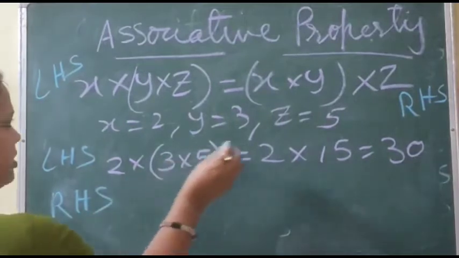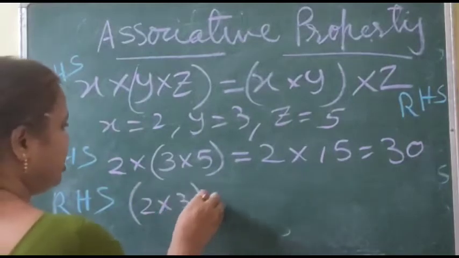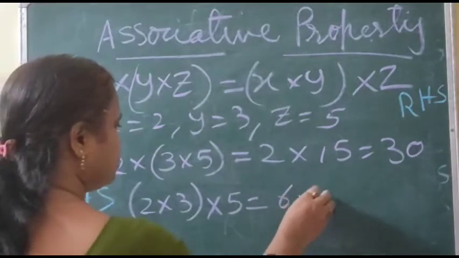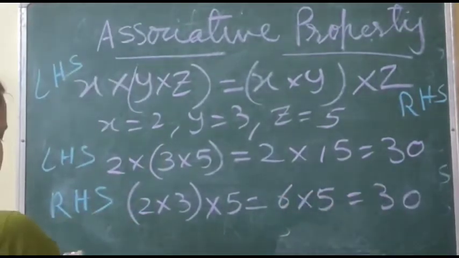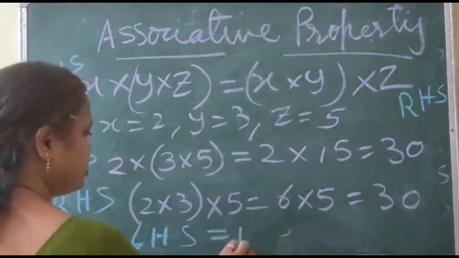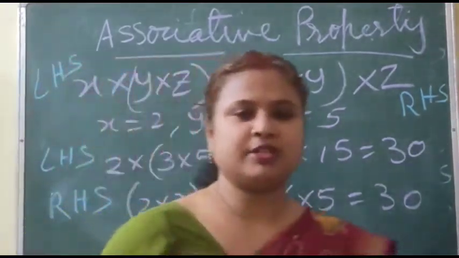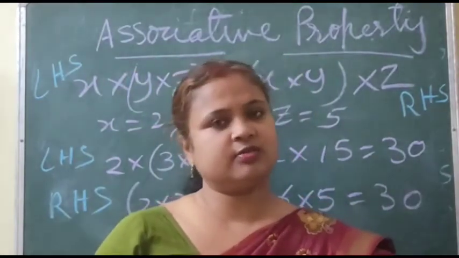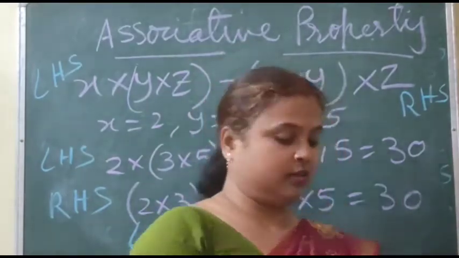Now solve RHS. According to RHS, x into y means inside the bracket you write 2 into 3, and then outside you write 5. So 2 into 3 is 6, and 6 into 5 is equal to 30. So we can say that LHS is equal to RHS. According to the associative property, the RHS and LHS are equal.